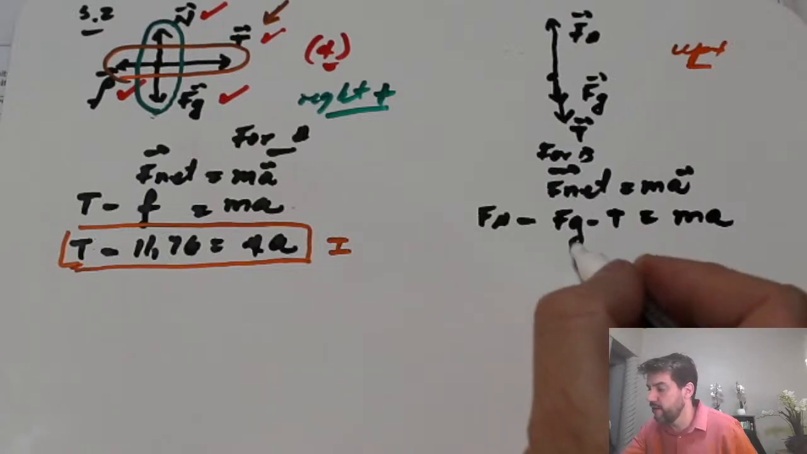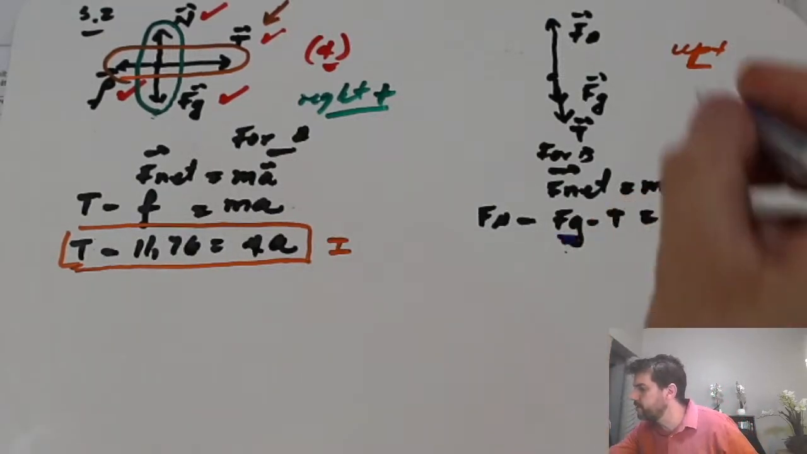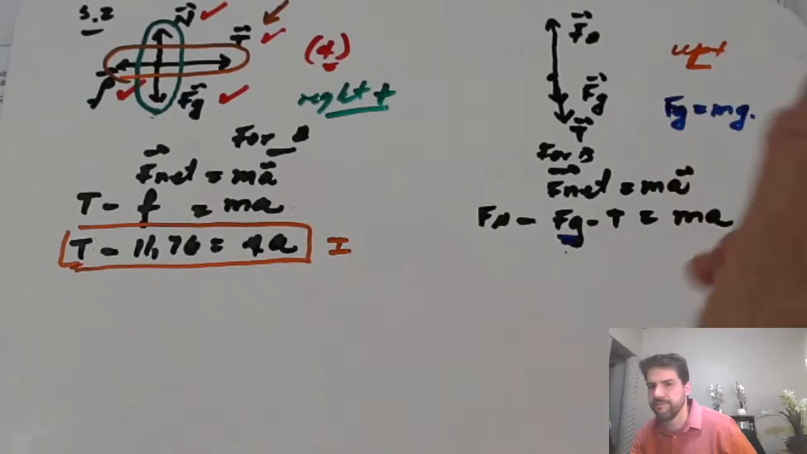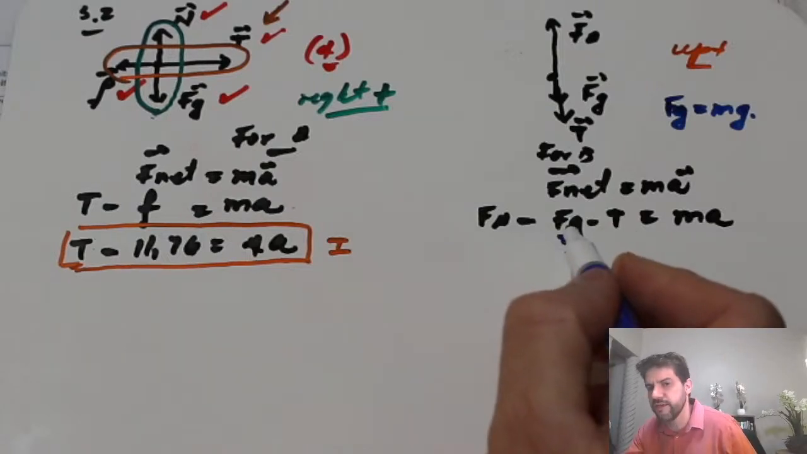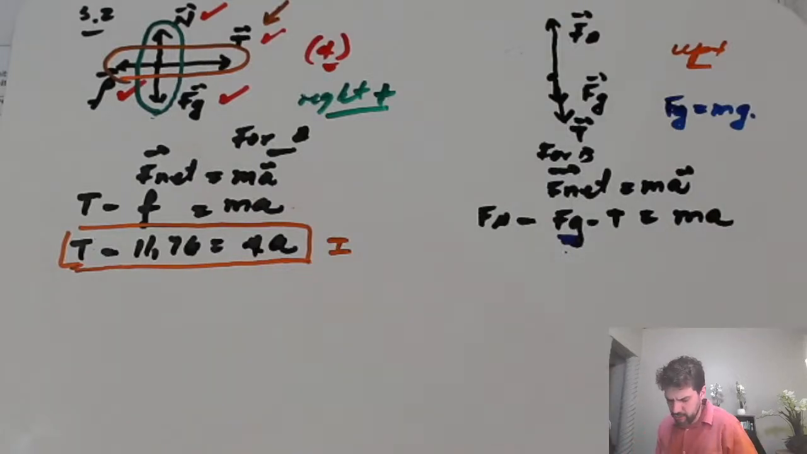We still don't have the gravitational force. Let me just write it here. We don't know this one, but remember gravitational force is equal to mg. So you may calculate the gravitational force, or you can substitute it here. Because it's simple, I am going to substitute it at this point. So I'm going to have the following now.